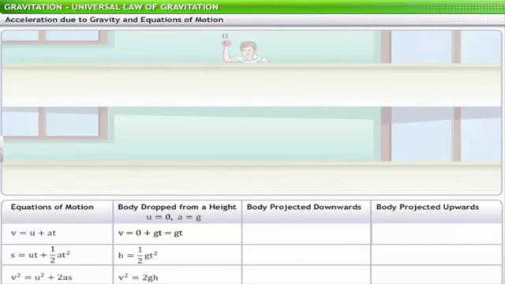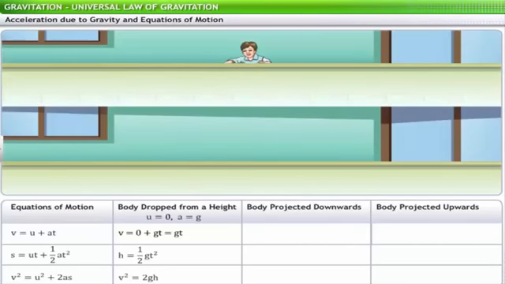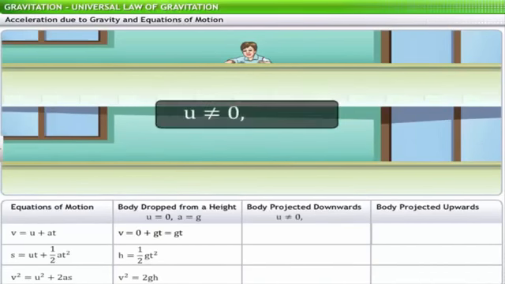In the second case, we consider a body projected vertically downward with some initial velocity. In this case, the initial velocity of the body is not 0. The acceleration a is again the acceleration due to gravity g. By substituting a = g in the three equations, we get the revised equations as shown. Acceleration due to gravity is positive in this case as well, as the velocity of the body increases downwards.